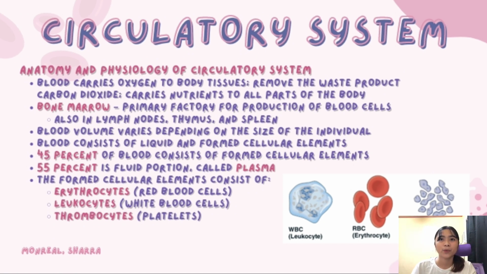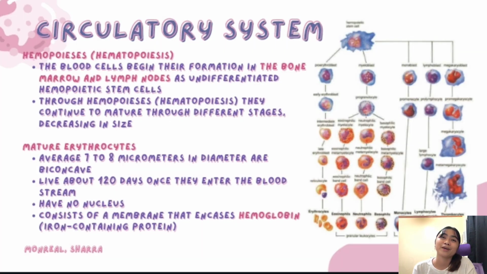In hemopoiesis, or hematopoiesis, the blood cells begin their formation in the bone marrow and lymph nodes as undifferentiated hemopoietic stem cells. Through hematopoiesis, they continue to mature through different stages, decreasing in size. If we remember, when cells leave the bone marrow and enter the bloodstream, they are mature cells. But if immature cells are found in the bloodstream, this is indicative of a hematologic problem.